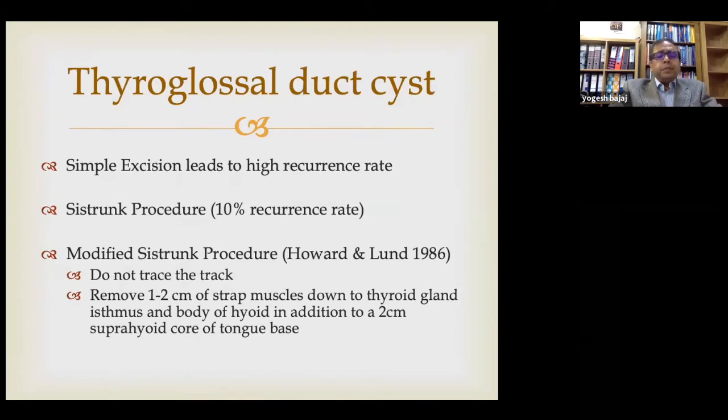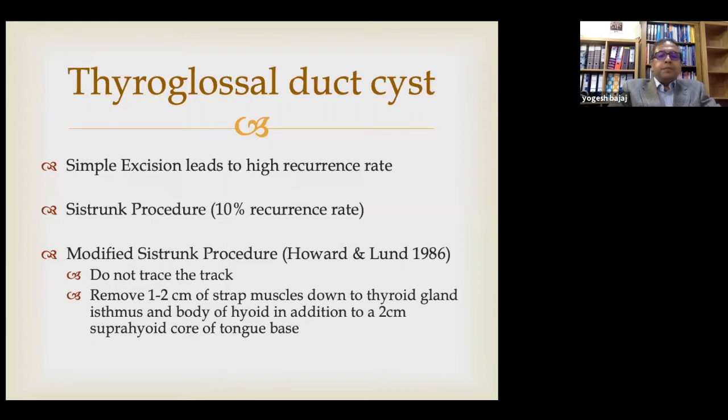Once you've done all this, the treatment ultimately is surgical. Simple excision is almost not done anymore because it has a very high recurrence risk. The mainstay of treatment is the Sistrunk procedure, which simply means removing the thyroglossal duct cyst along with the hyoid bone and the muscles around. The Sistrunk procedure has a 10% recurrence risk.